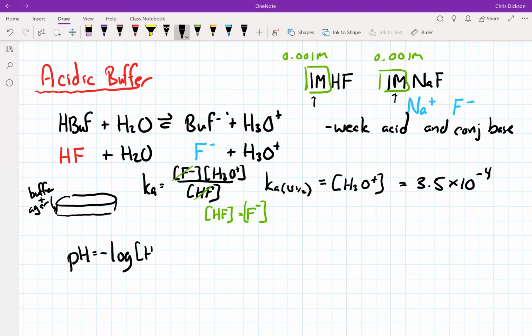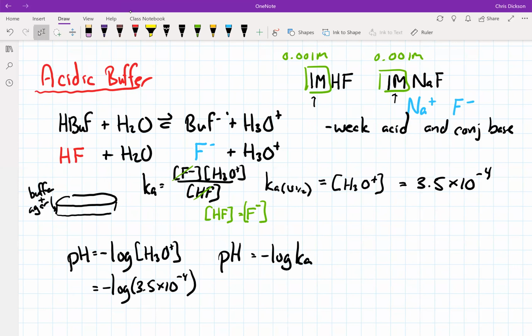So I'll say negative log of the hydronium. But more specifically, if I make a buffer where the acid and the base are equal concentrations, it's the negative log of the Ka of that particular acid. So the negative log of 3.5 times 10 to the minus 4. Now you can see it's minus 4 up here. So even without a calculator, I know the pH has got to be somewhere close to 4. I can work that out if I could just find my calculator.